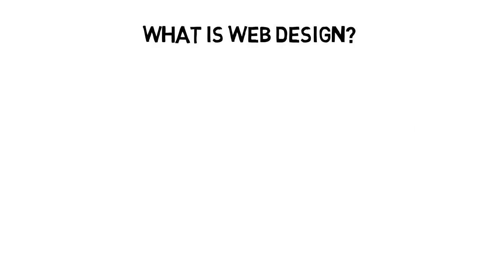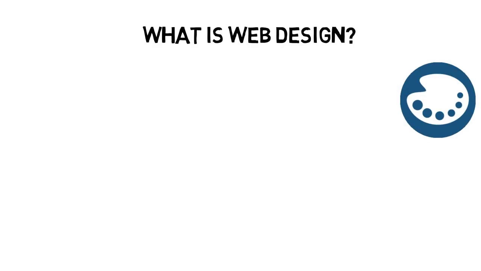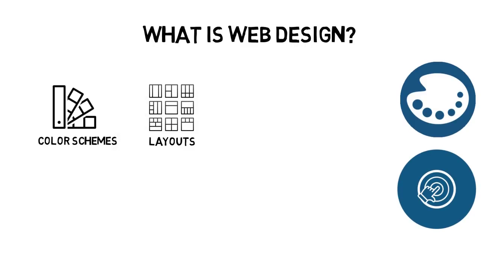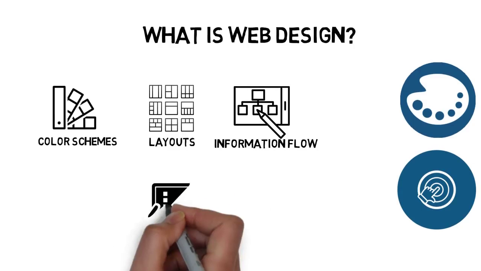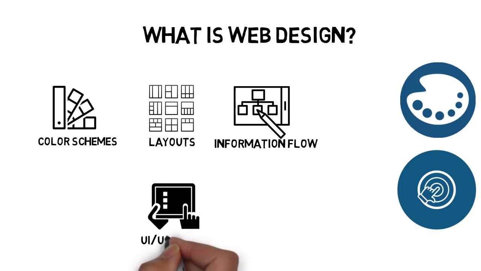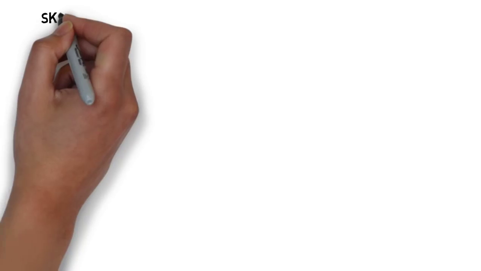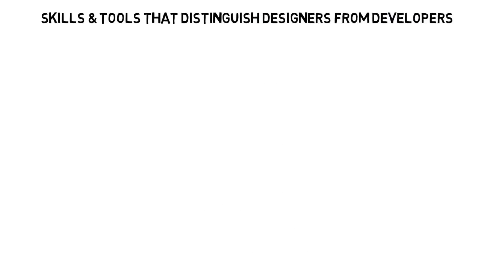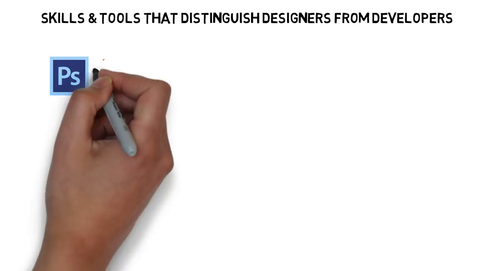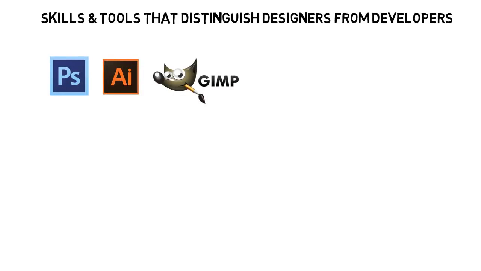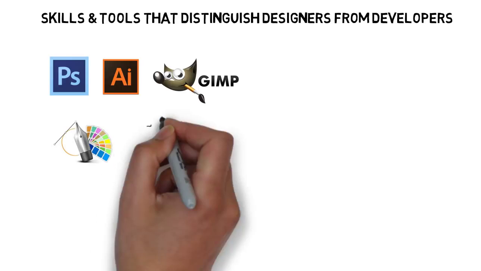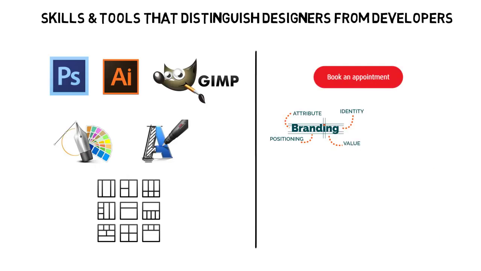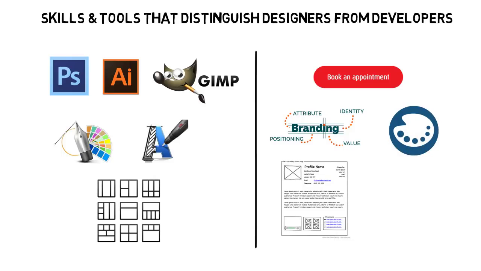What is web design? Web design governs everything involved with the visual aesthetics and usability of a website: color scheme, layouts, informational flow, and everything else related to the visual aspects of the UI UX experience. Some common skills and tools that distinguish the web designer from the web developer are Adobe Creative Suite, Photoshop, Illustrator, or other design software, graphic design, logo designing, layout, placing call to action buttons, branding, wireframes, color palettes, and typography.